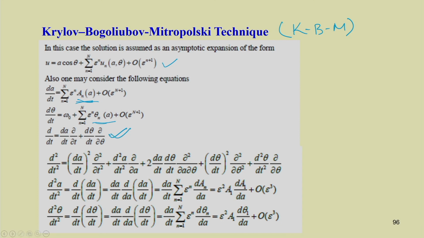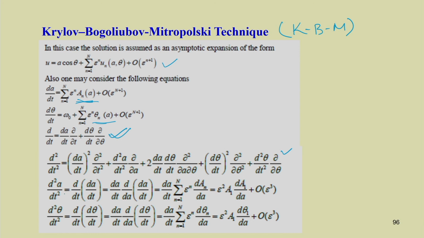Similarly, d square by dt square can be written in this form, that is (dA/dt) whole square del square by del A square plus del square A by dt square del by del A plus 2 (dA/dt)(d theta/dt) del square by del A del theta plus (d theta/dt) whole square del square by del theta square plus del square theta by dt square del by del theta.